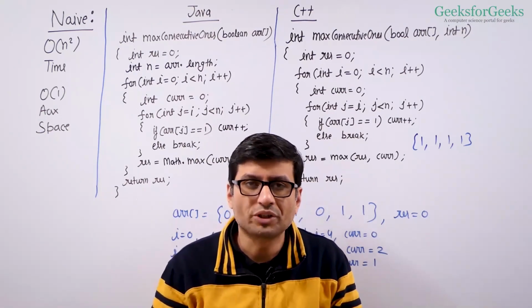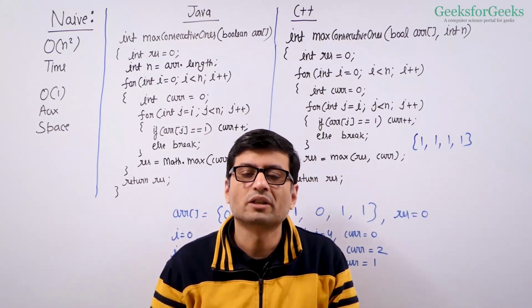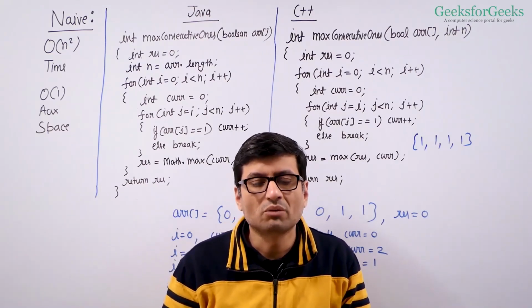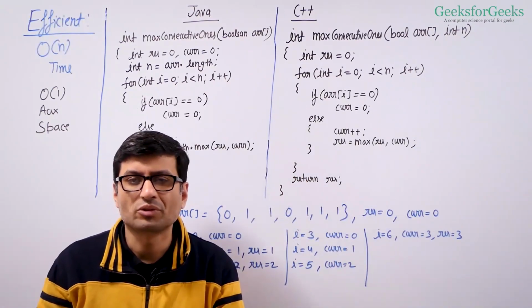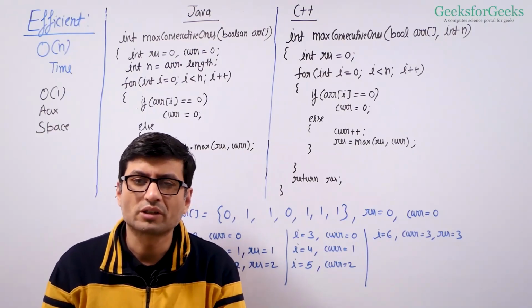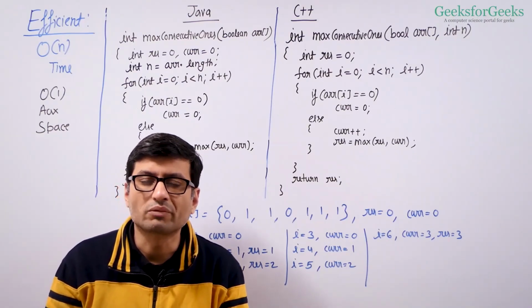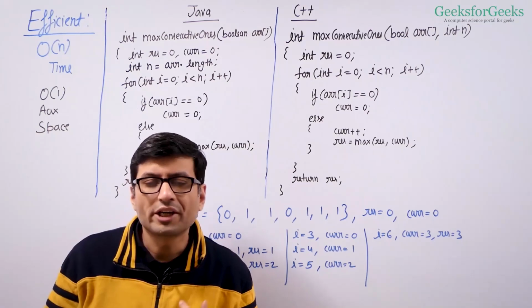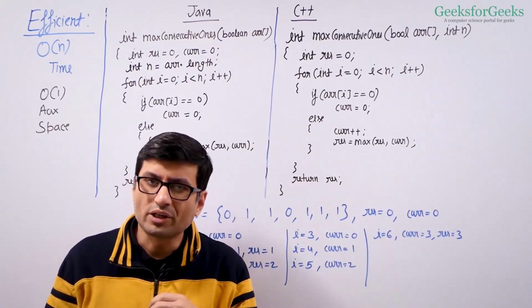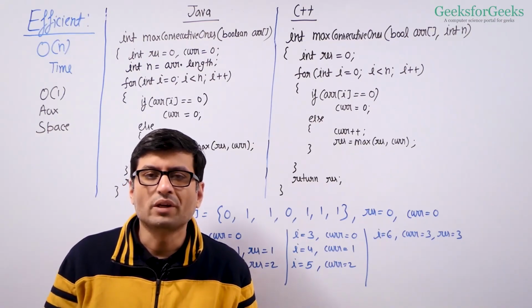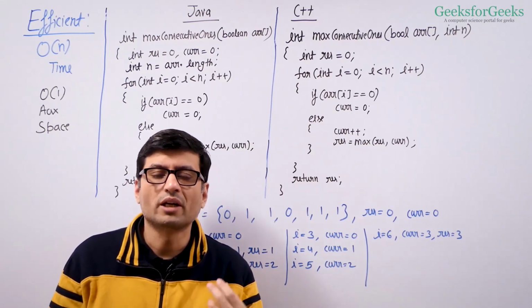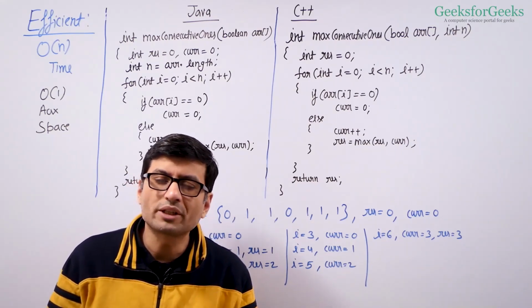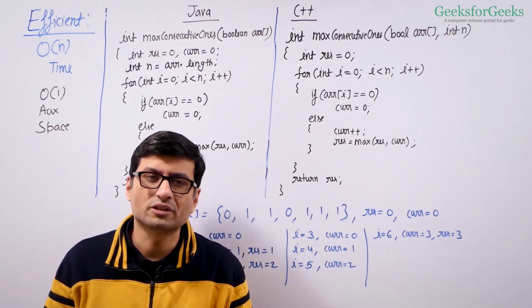Now please pause this video and think of a solution that takes big O of n time, big O of 1 auxiliary space. Let's now talk about the efficient solution. This solution requires theta n time and big O of 1 auxiliary space. The idea of this solution is we traverse the array from left to right. Whenever we see a 0, we reset the current count. And whenever we see 1, we increment the current count and compare it with the result.